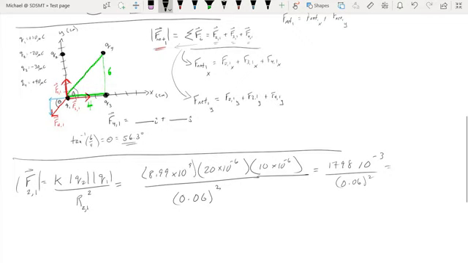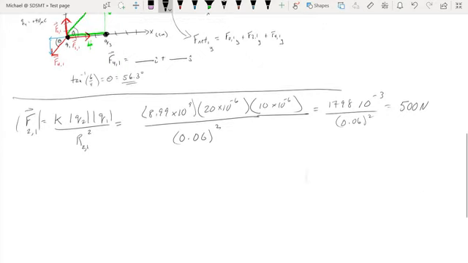And I am getting, let's see here, just shy of 500, but I'm going to go ahead and bump that up to 500. So we have 500 newtons of force for F21.